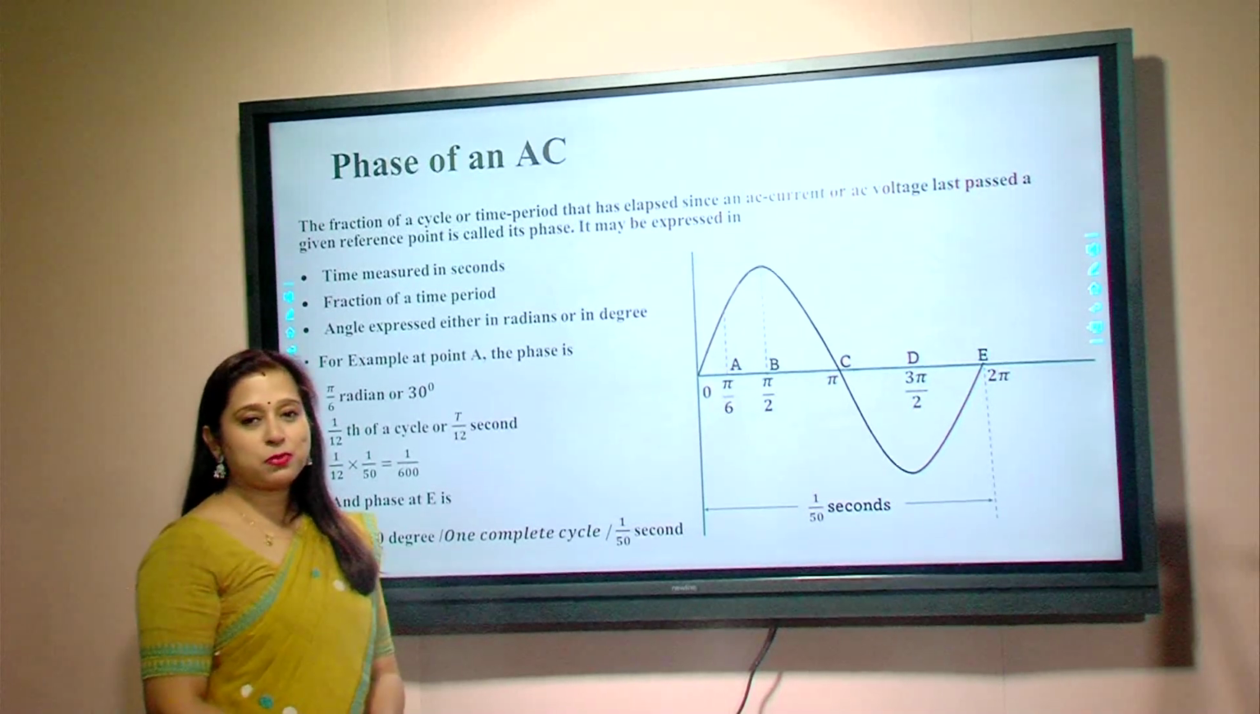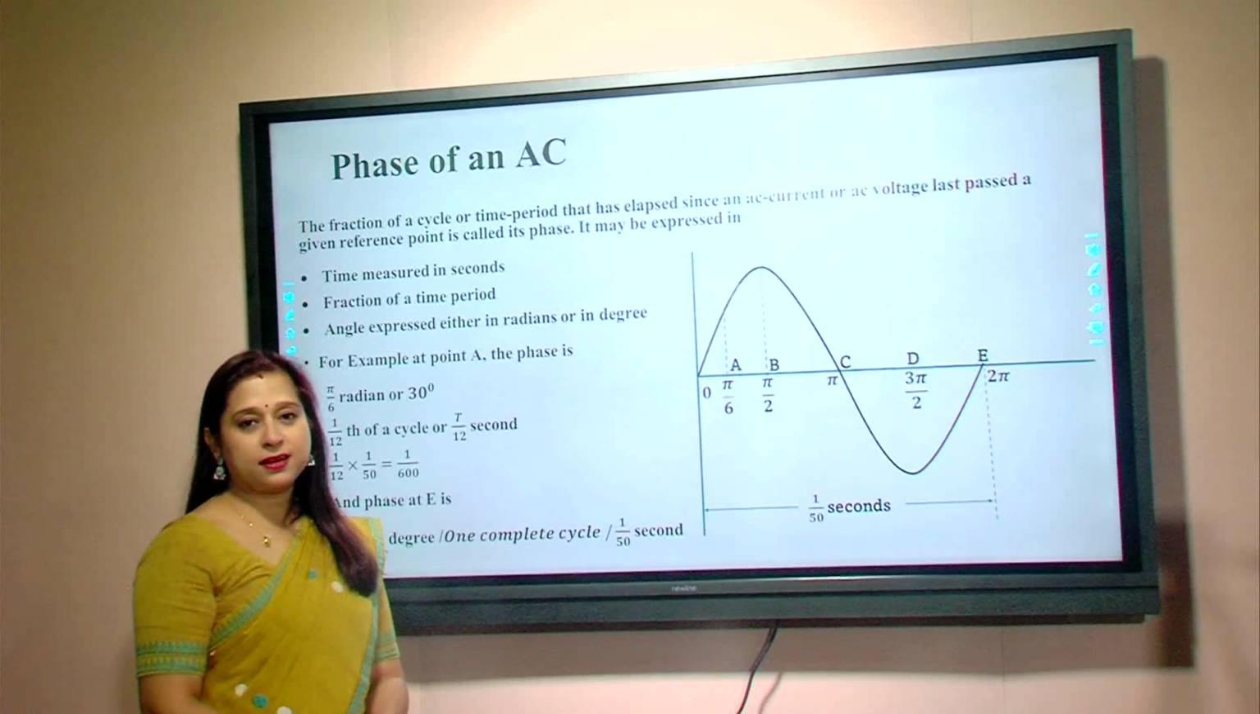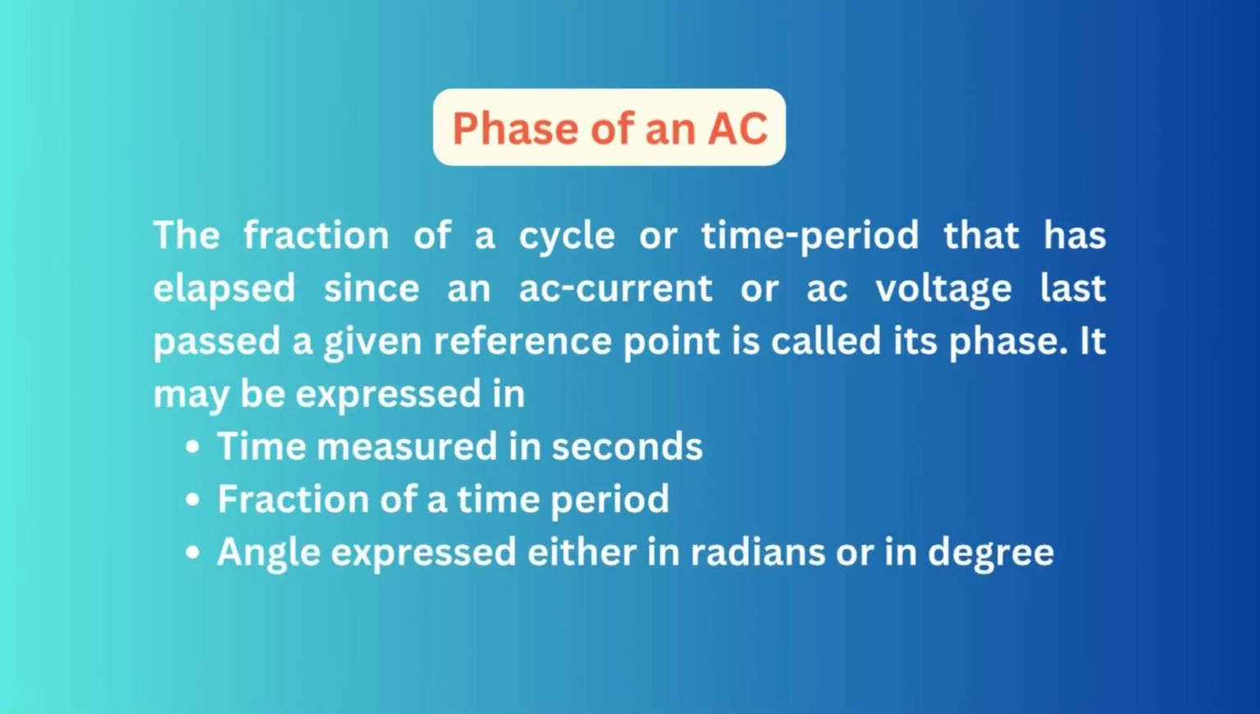Next we are going to discuss the phase of an AC current. The fraction of a cycle or time period that has elapsed since an AC current or AC voltage last passed a given reference point is called its phase. The phase may be expressed in different forms: as time measured in seconds, as a fraction of the time period, or as an angle expressed either in radians or in degrees.